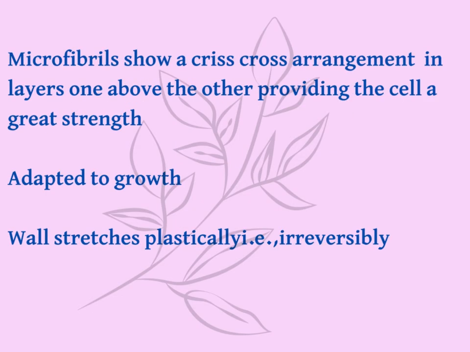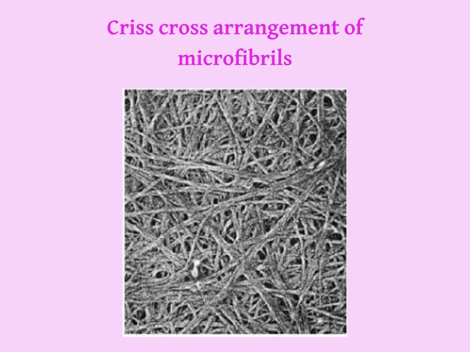Now microfibrils of primary cell wall show a criss-cross arrangement in layers one above the other. This feature provides the cell a great strength. Primary cell wall is also adapted to growth, and this wall stretches plastically or irreversibly. It means that primary cell wall is formed in newly growing cells, and when the size of cell increases, primary cell wall can also increase until the cell attains its maximum size. In this picture, we can see the criss-cross arrangement of microfibrils present in primary cell wall.